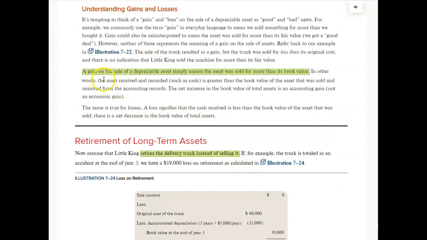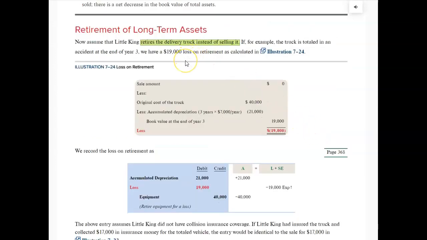So again, you have a gain when you sell the assets for more than book value. Remember that. Now, retiring a truck or an asset just means you're not going to use it anymore. Maybe at some point it became worthless. You couldn't use it. You just threw it away. You did not sell it. So if you do the same thing here, same numbers to begin with, but retire it, we don't get any money. The book value is the loss.